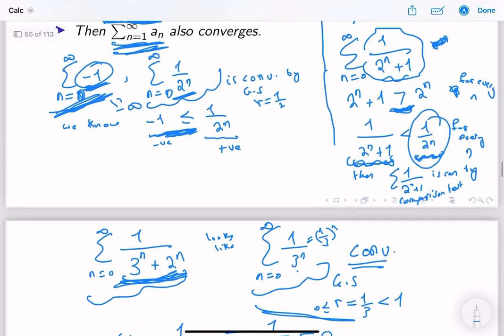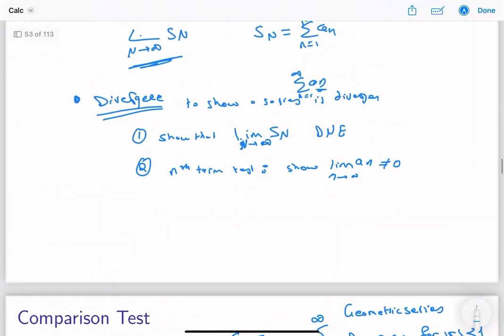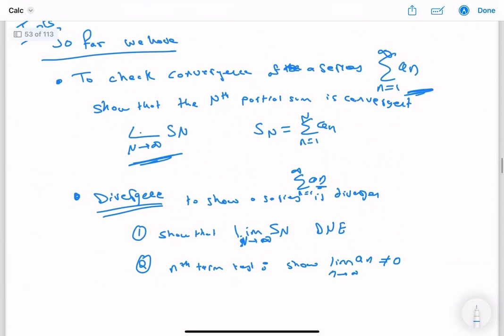Okay. So this is the second tool that we learned. So let us add this to our list of tools for convergence. So let's enumerate this. The first tool for convergence that we said we have is that we want to prove that the limit of the partial sums converges, and the second tool is the comparison test. This is the new tool that we have.